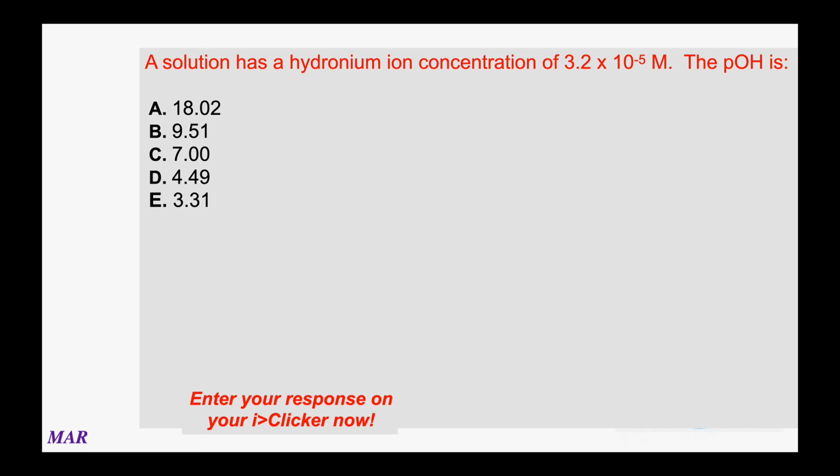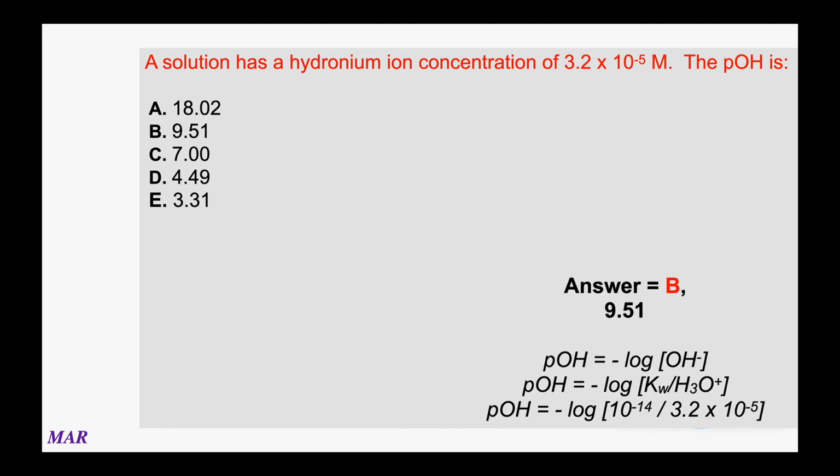You could solve for hydroxide, and then minus log of hydroxide would give you the pOH. Another way to do this is you could figure out the pH of the hydronium. pH equals minus log 3.2 times 10 to the minus 5. And then whatever pH is, 14 minus pH would give you pOH. So either way you do this is fine.